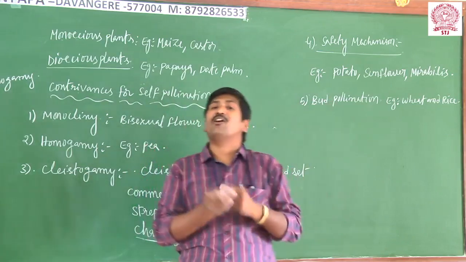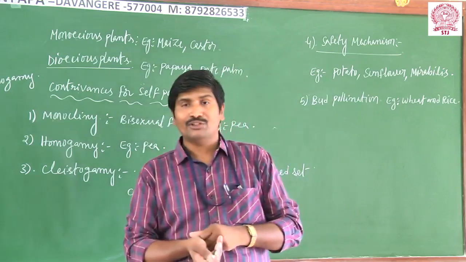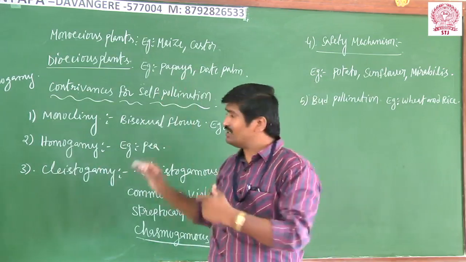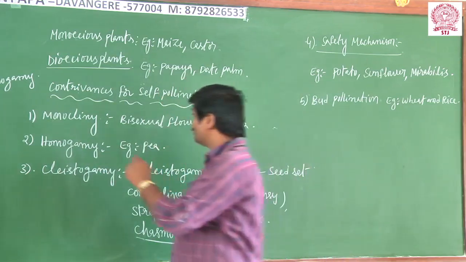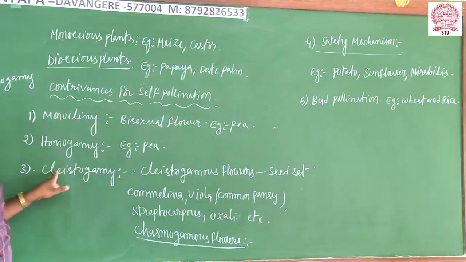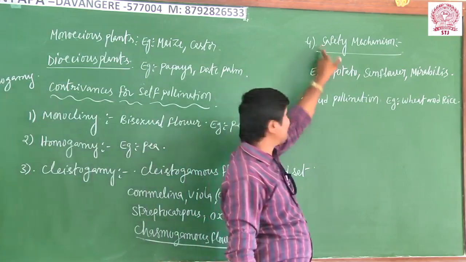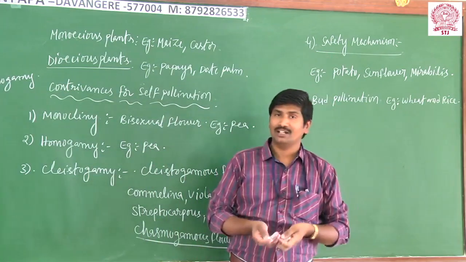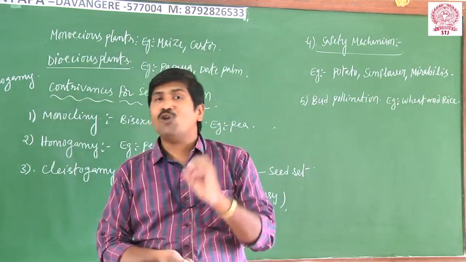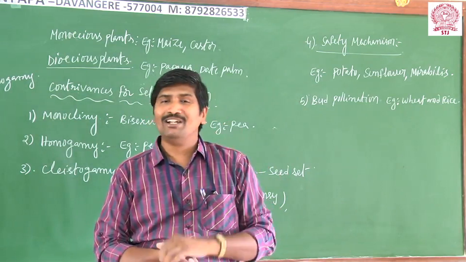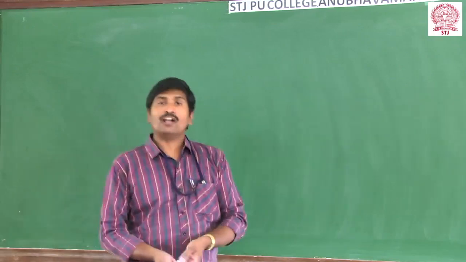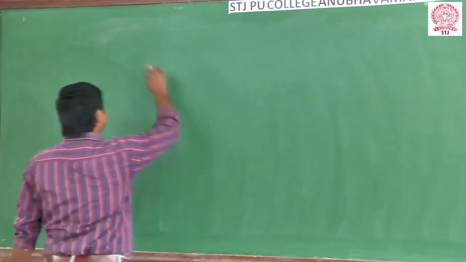So these are the contrivances for self-pollination. Which devices are responsible for self-pollination? There are mainly five. Once again, first one is monoclinic, homogamy, cleistogamy, safety mechanism, and bud pollination. Next, go for the other contrivances for cross-pollination, the outbreeding devices. What are the outbreeding devices for cross-pollination? Contrivances for cross-pollination.